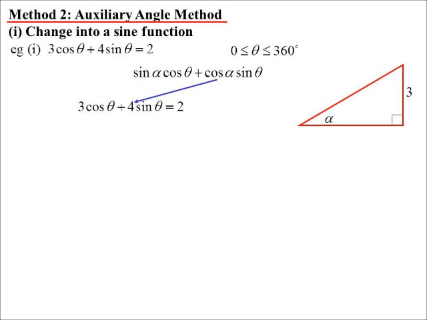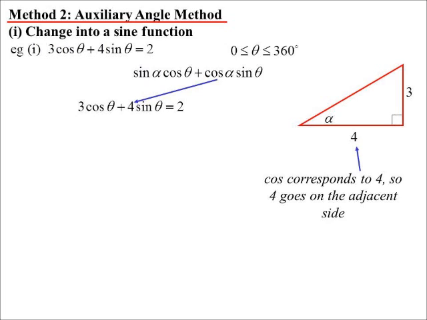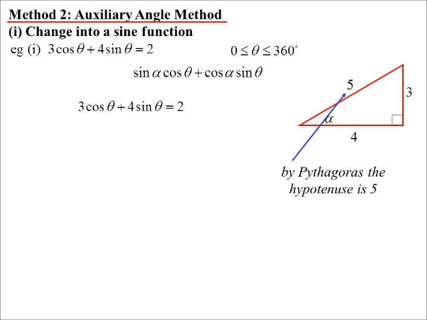And then cosine is 4. Well, again, cosine can't equal 4, but the adjacent side can. And so I'll make the adjacent side 4. Bit of Pythagoras, and I can work out the hypotenuse. Now, I rewrite it. I don't normally put this step in, but this is just to show you where it all comes from.